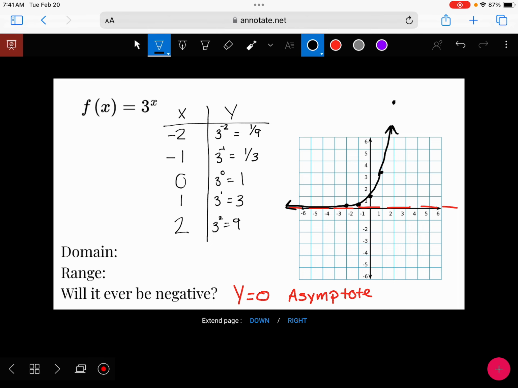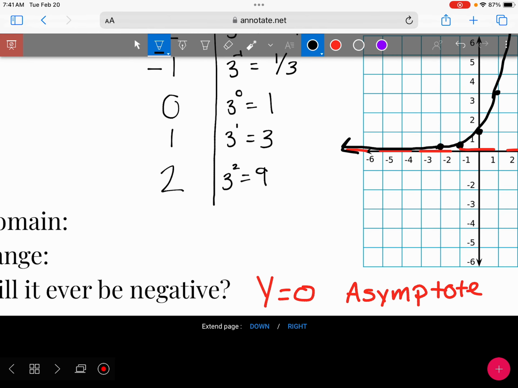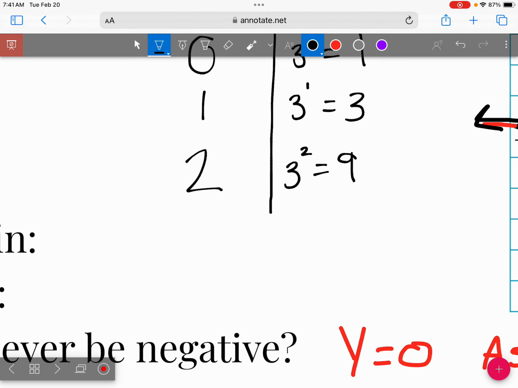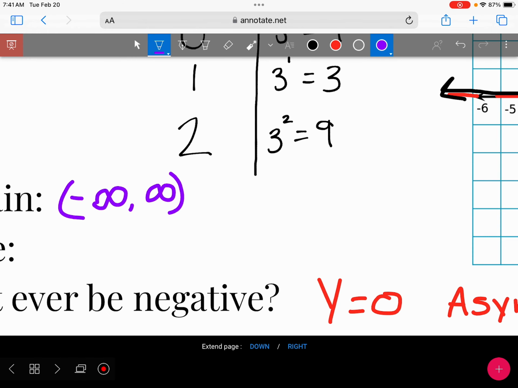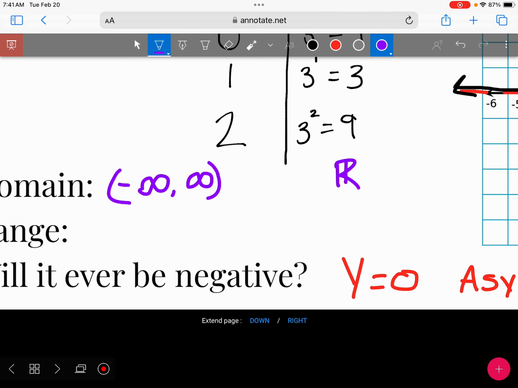So then our last piece on this one is we're going to think about our domain and range. What is our domain going to be on this one? Negative infinity to positive infinity, or all real numbers. I'm pretty sure I heard all real numbers, but it was super quiet. How about our range for this one?